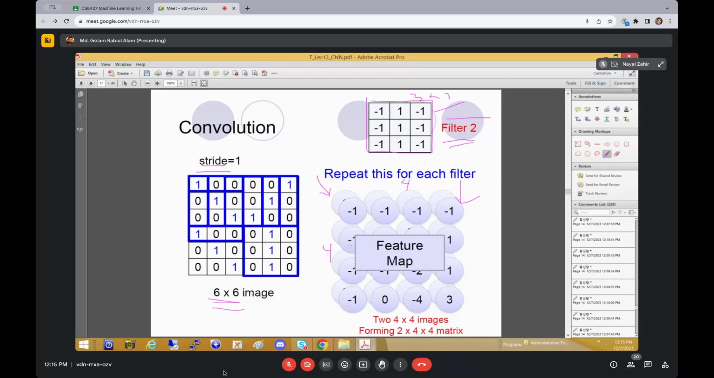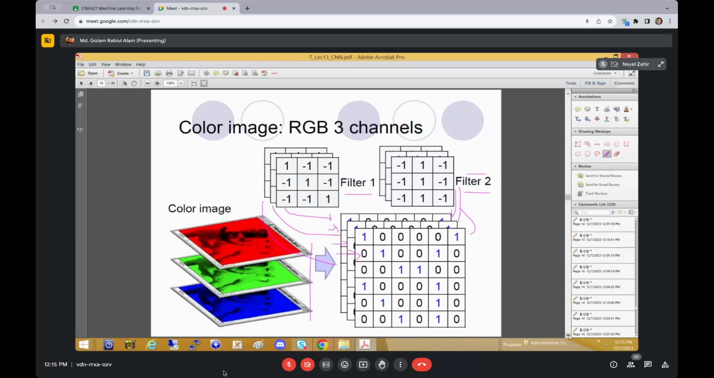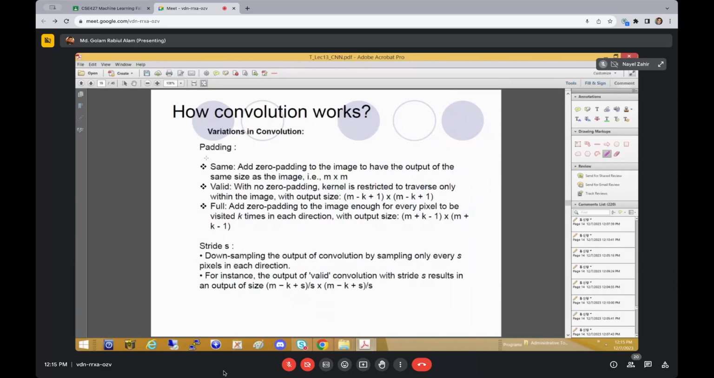Then how can we determine the output size for different setups? For example, if we have a 10 by 10 image, apply a 5 by 5 filter, and use a stride of 2 with padding, what will be the output? What will be the feature map size? The output after the convolution operation depends on several parameters. At first, we need to think about the padding and the stride, and we already have the image size and the kernel size.